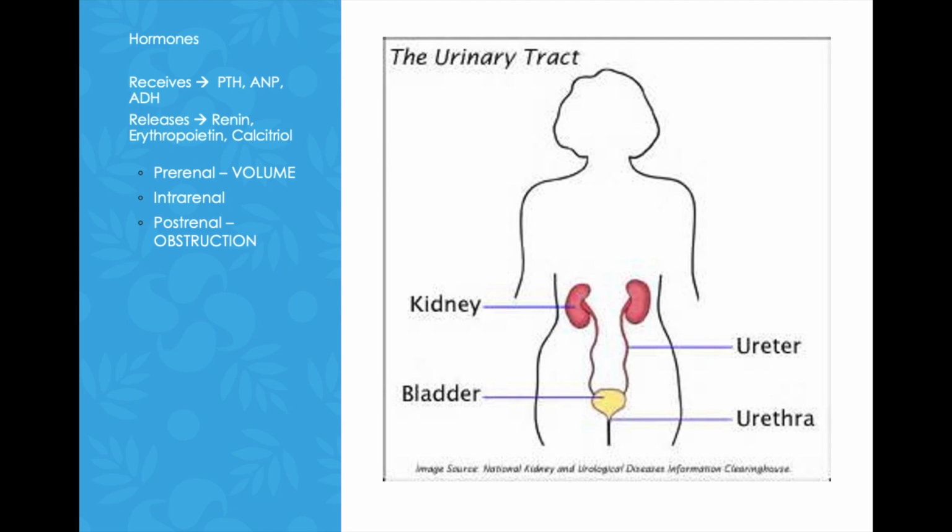We have our pre-renal, intrarenal, and post-renal. This is basically telling you where the complication is located. For example, if we have a pre-renal complication, that means that whatever complication is occurring, it's before the kidneys. Pre means before, renal means kidney, so before the kidneys.